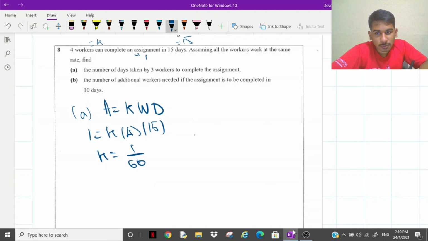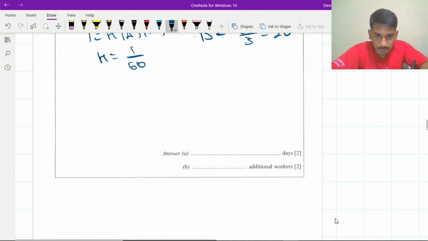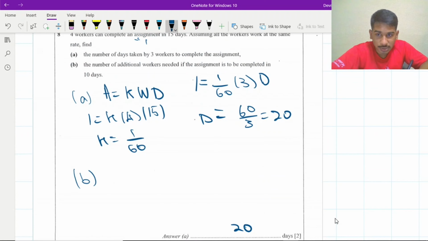Now how many days does it take for 3 workers to complete the same one assignment? So a is 1 and k is 1 over 60 and w is 3 and we have d. So d is equal to 60 divided by 3, which is 20. We need 20 days to complete. Okay, let's try b. Same idea, same equation.